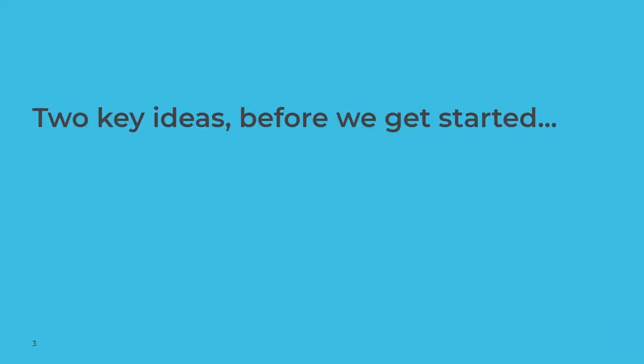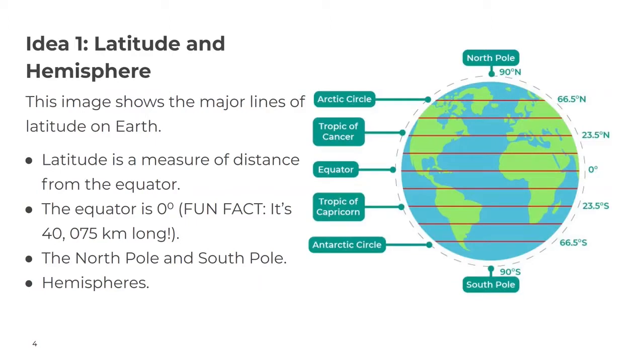In order for us to do that, we need to make sure we understand 2 key ideas so that the rest of the model makes sense. So we're going to have a look at idea 1 and we're going to follow that up with a short quiz, and then we're going to look at idea 2 and then we'll follow that up with another short quiz just to make sure we understand them before we move forward. So idea 1 is latitude and hemisphere, and you may have come across those key terms in geography previously. If you haven't, don't worry because we're going to review them here.